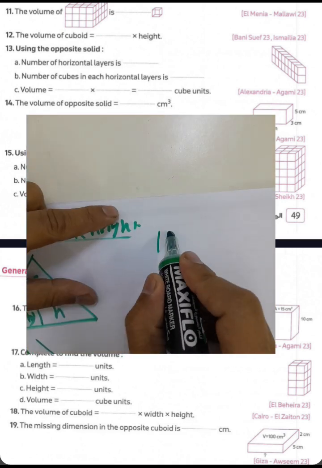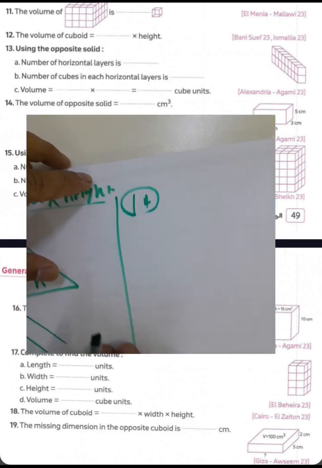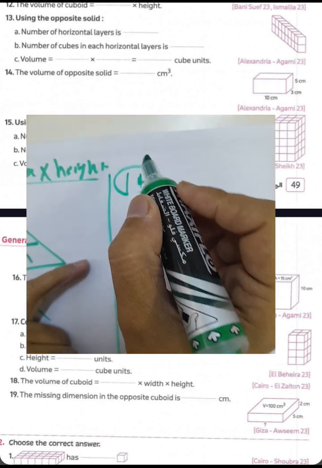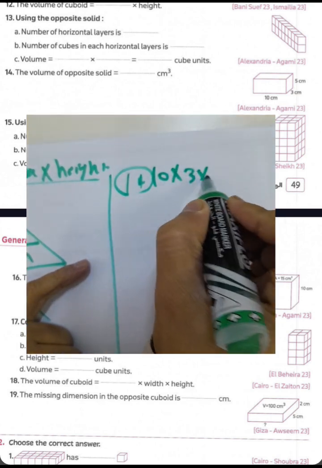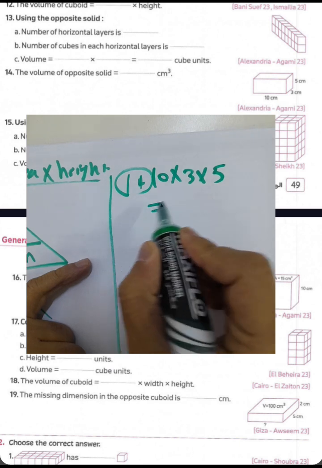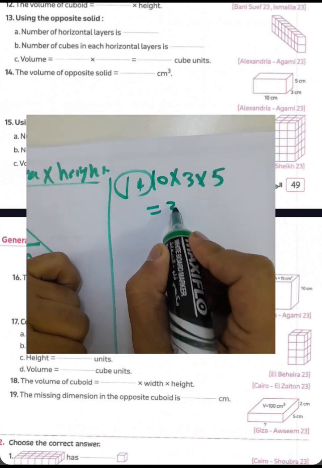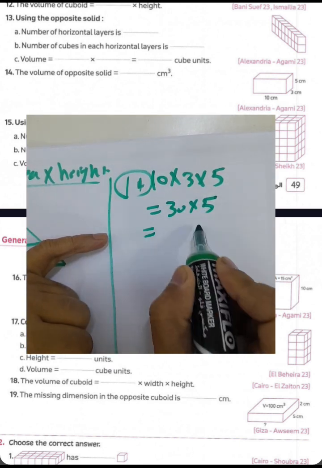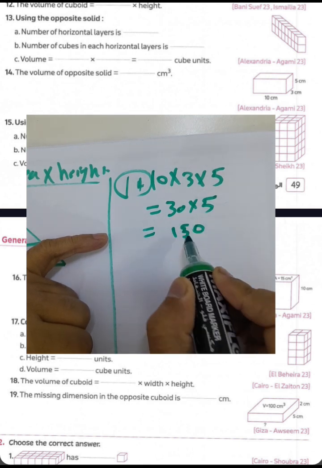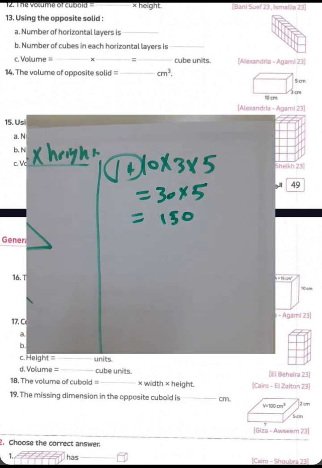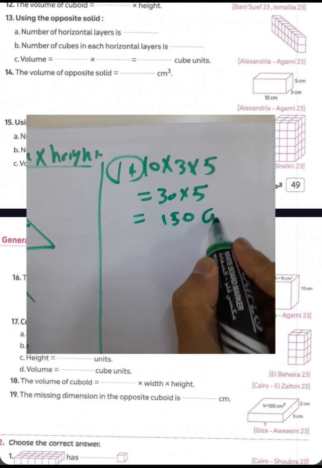Question 14. The volume of the opposite solid: here we have a cuboid, right, length times width times the height. 10 times 3 times the height was 5. 10 times 3 equals 30. Product by 5, right? 3 times 5 equals 15. The result will be 150 cubic centimeter.